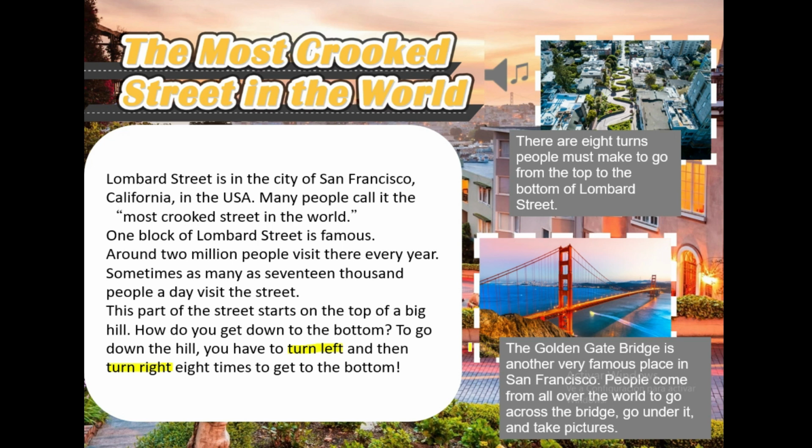Entonces, chicos, acá tenemos nuestra lectura. Vamos a leer lo que tenemos en los cuadros grises. There are 8 turns people must make to go from the top to the bottom of Lombard Street. En la parte de abajo, the Golden Gate Bridge is another very famous place in San Francisco. People come from all over the world to cross the bridge, go under it and take pictures.